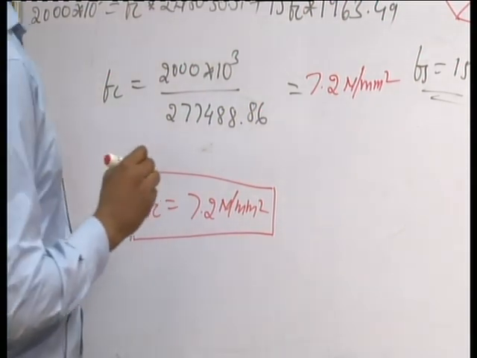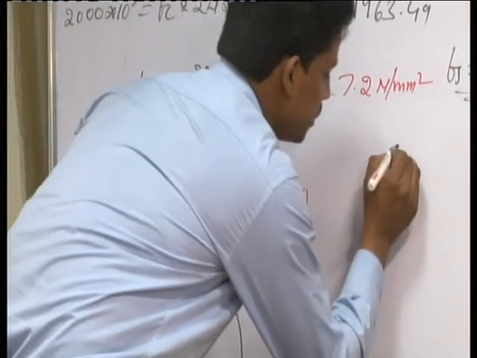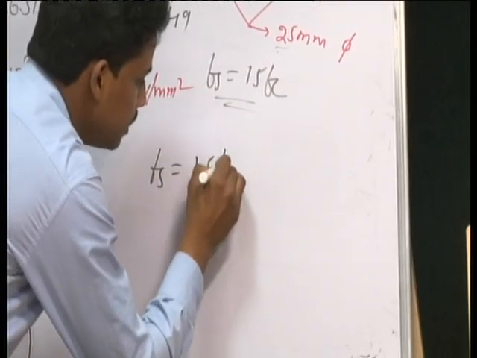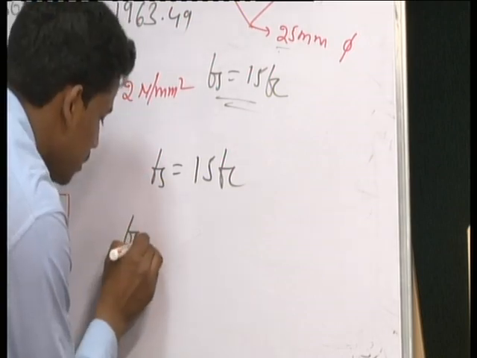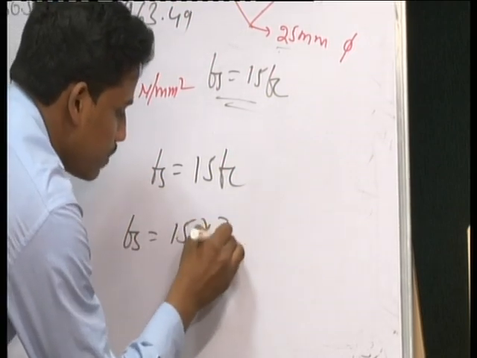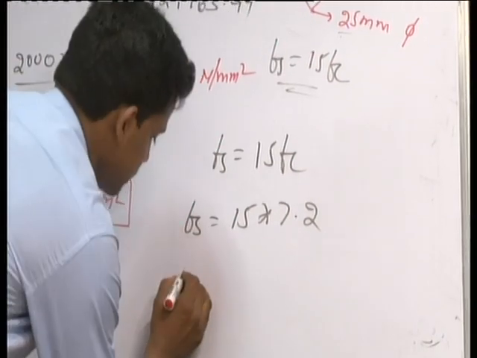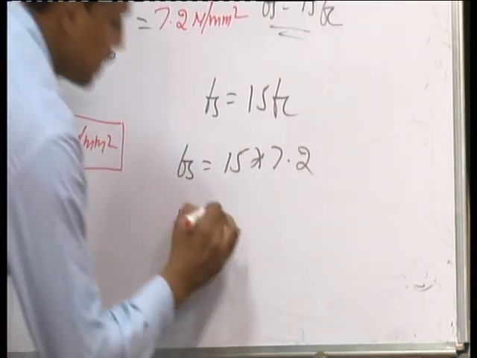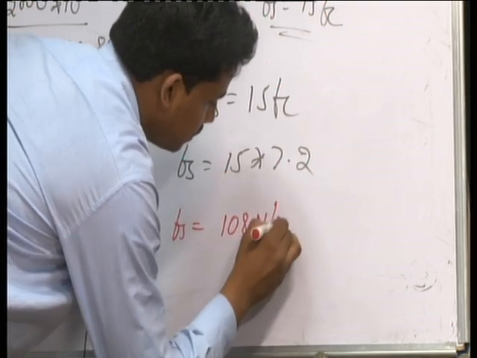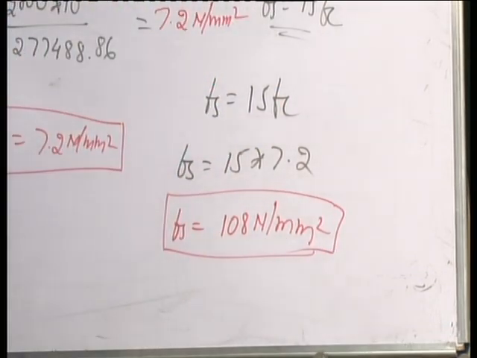Now we know the expression Fs is equal to 15 into Fc. If you substitute the value of Fc, Fs is equal to 15 into 7.2. We will get Fs as 108 Newton per millimeter square.